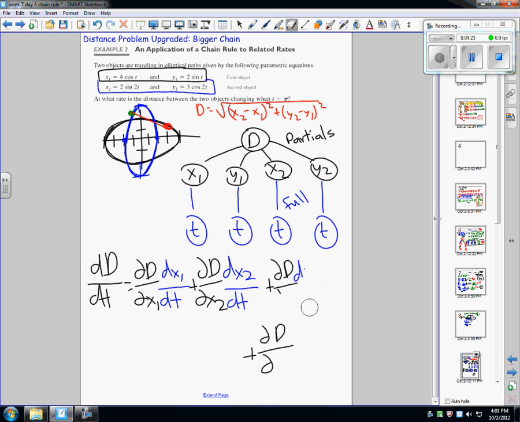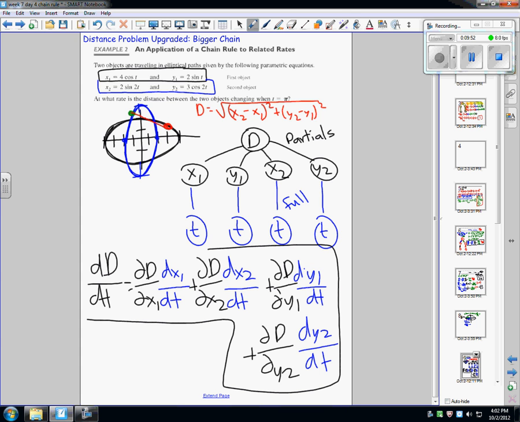Instead of those, I should say the partial of y1, that's my fault, dy1 over dt, and it would be the partial of d over the partial of y2 with his full derivative. I know this is a lot bigger, but this is the Calc 3 component of it, making sure you're okay with how this was upgraded. And notice I did the x1, x2, and then the y1, y2. It doesn't matter the order when you're adding.